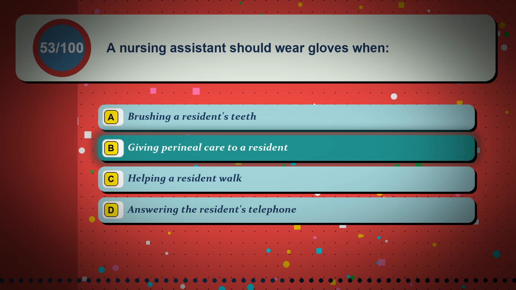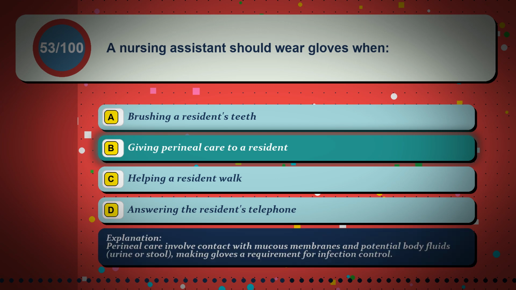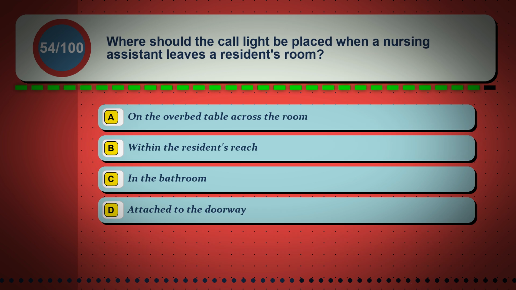The correct answer is option B, giving perineal care to a resident. Perineal care involves contact with mucous membranes and potential body fluids, urine or stool, making gloves a requirement for infection control. Question 54. Where should the call light be placed when a nursing assistant leaves a resident's room?